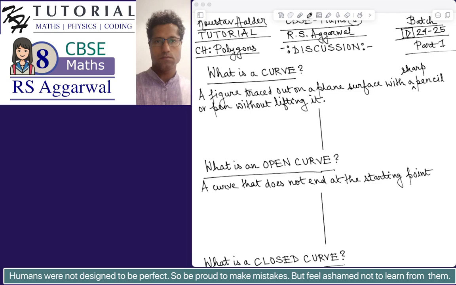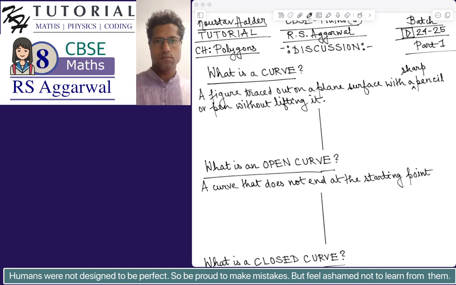First of all, let's build the foundation to understand what a polygon is. We need to understand a few other things first. The first thing we need to understand is a curve. What is a curve? The definition I have taken straight away from the textbook of author RS Aggarwal. I will read them and then I will try to explain the geometrical concepts using some example figures. So what is a curve?